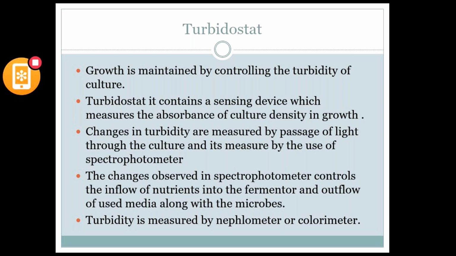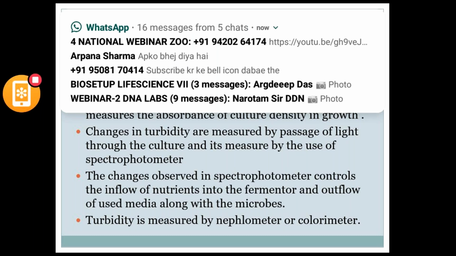When this is applied to fermentation technology, when the turbidity increases, the passing of light decreases, and this makes us increase the rate of inflow and increase the rate of outflow. That means the medium is added and the older medium is removed. So to measure this turbidity, generally a nephelometer or colorimeter is used.